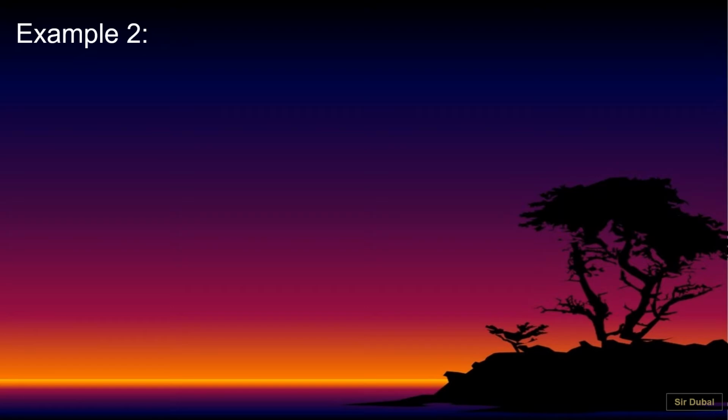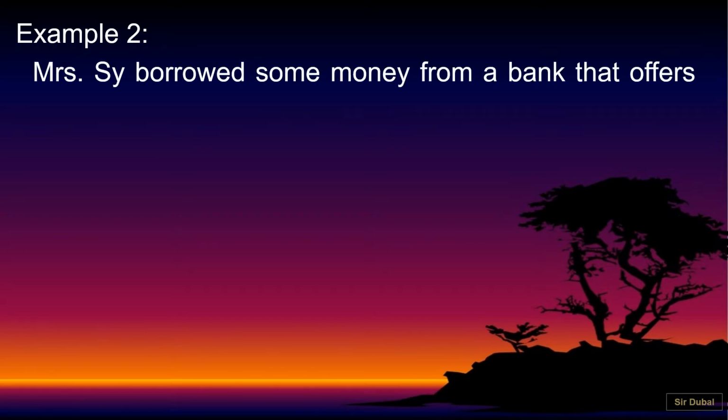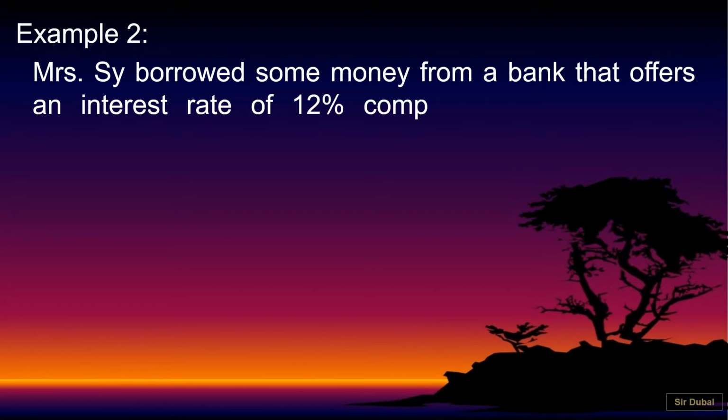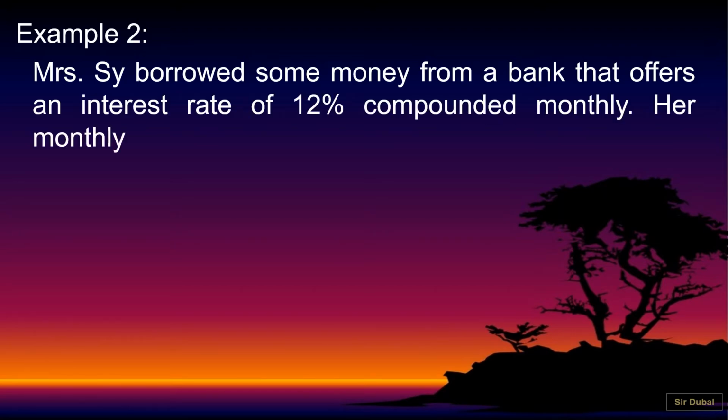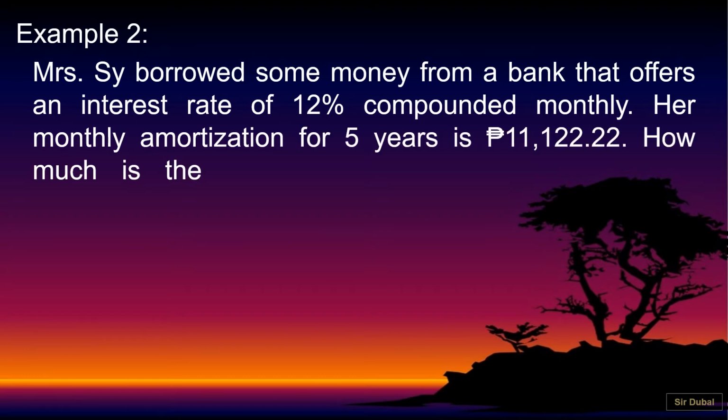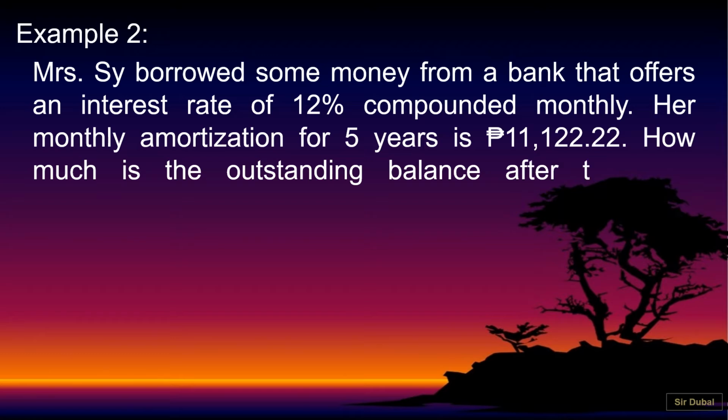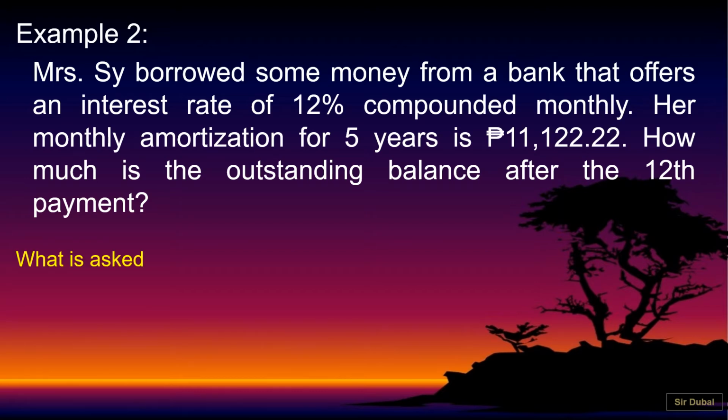Now, let's proceed to example number 2. Mrs. C borrowed some money from a bank that offers an interest rate of 12% compounded monthly. Her monthly amortization for 5 years is 11,122 pesos and 22 cents. How much is the outstanding balance after the 12th payment? What is required in our problem? The required is to find how much is the outstanding balance after the 12th payment.